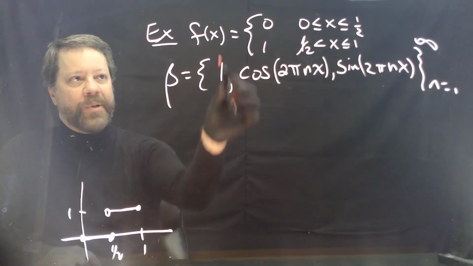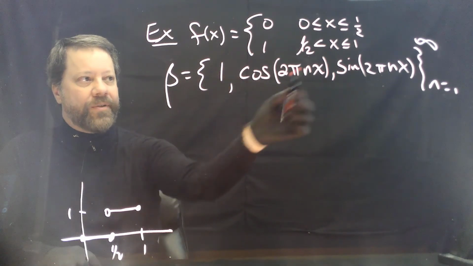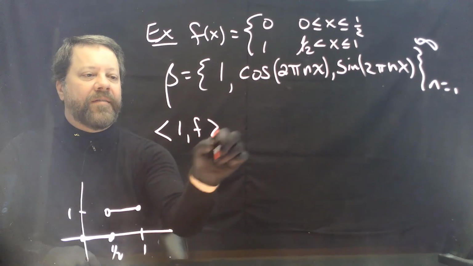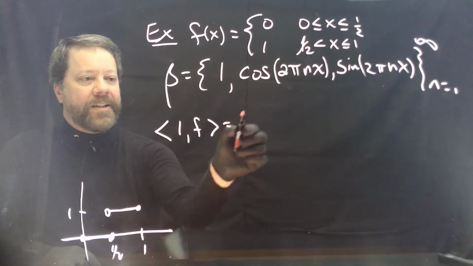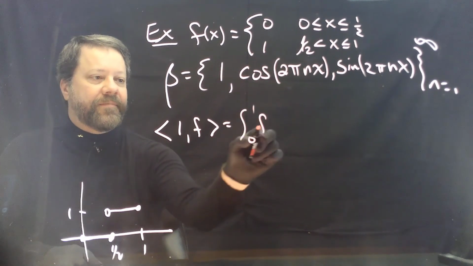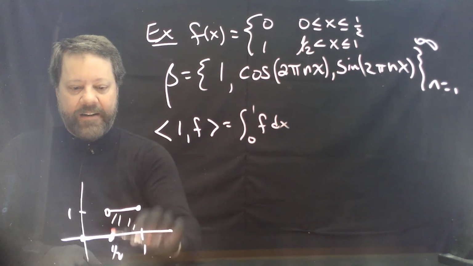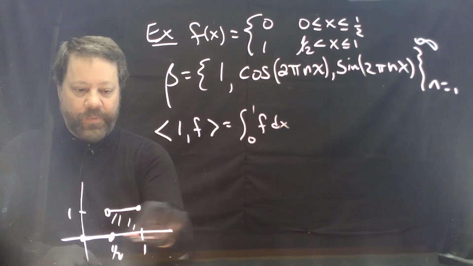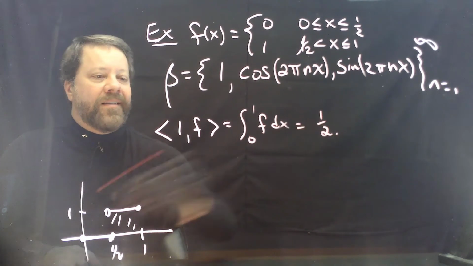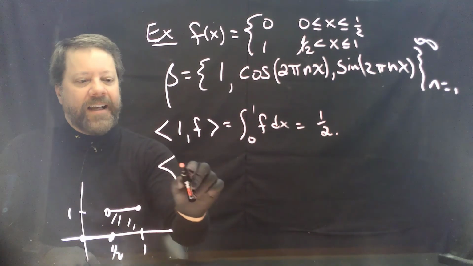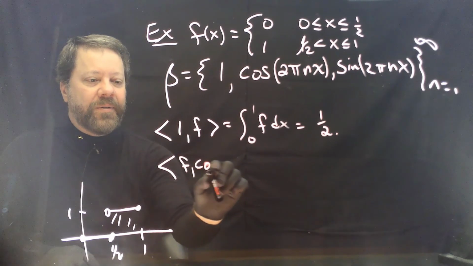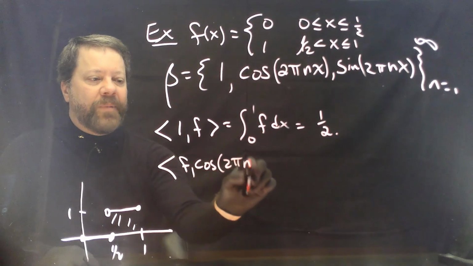So I want to take the projection of this function onto each of these orthogonal directions, and to do that, we need these inner products. This one's easy. I just integrate from 0 to 1 this function f. And that has an area of height times width. The width is 1/2 and the height is 1. So I get 1/2.